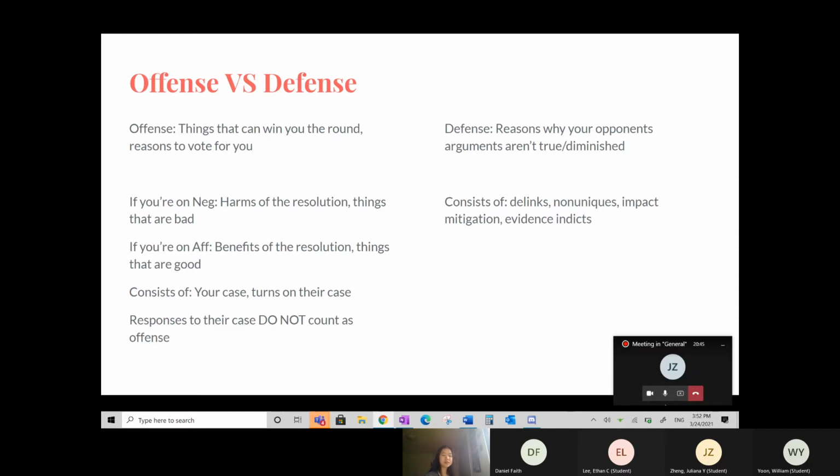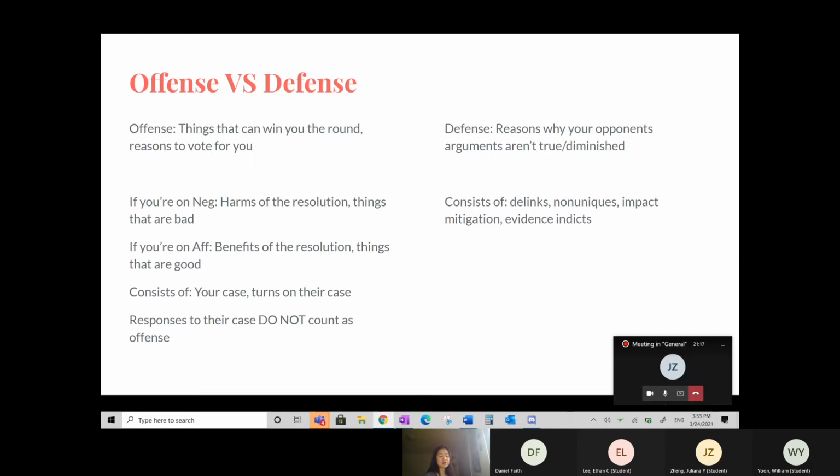And it basically consists of your case and then turns on their case. So basically, all your contentions are things that are offense, right? They're reasons why the judge should vote for you. And turns on their case are also reasons the judge should vote for you. For example, if you turn their argument, like they say, oh, innovation will go down and innovation saves lives, but you're like, no, innovation actually goes up. Obviously, that's another reason to vote for you because you are also saving lives through innovation, right? So turns are also offense.